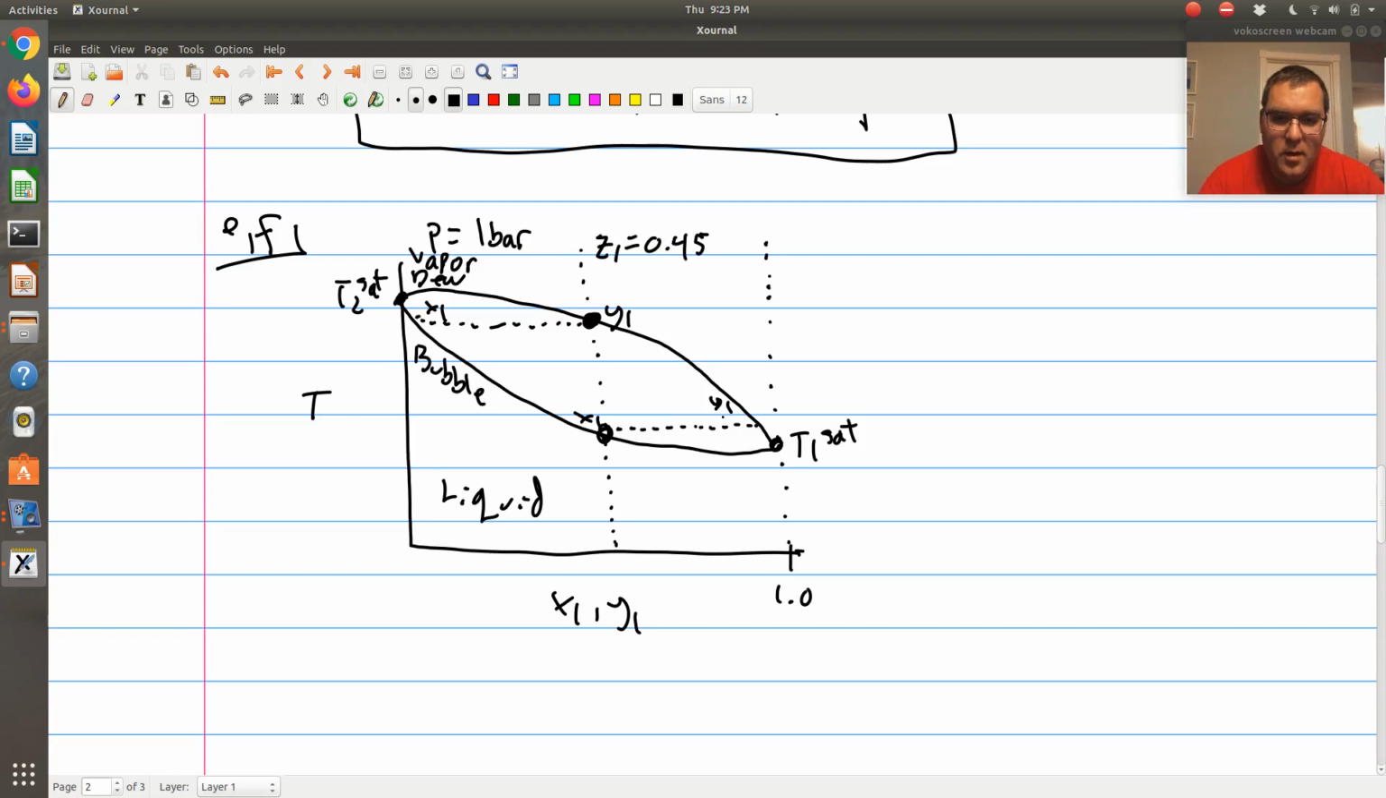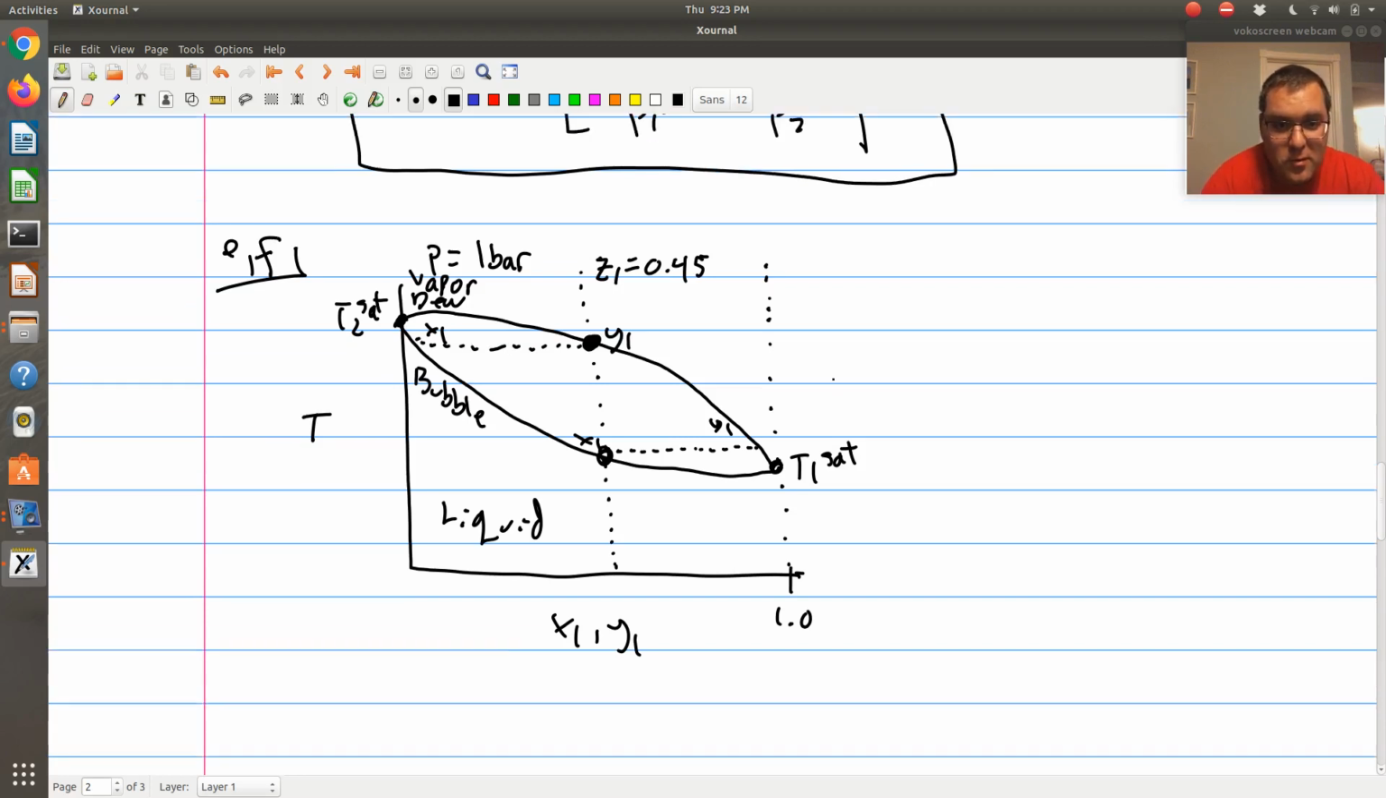Cool. So the pressure is 1 bar. So I could solve for T2 sat and T1 sat if I wanted to. I just go to my Antoine equation, plug in a pressure of 1 bar, and solve for T from the two corresponding Antoine expressions. So if I want to calculate the temperature of my dew point and bubble point, it's exactly the same procedure.